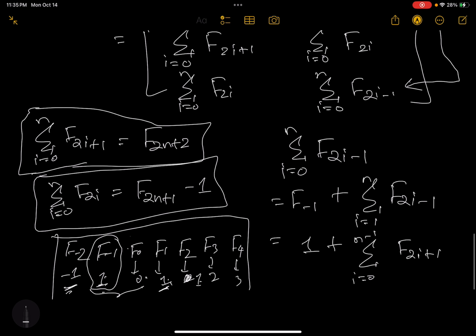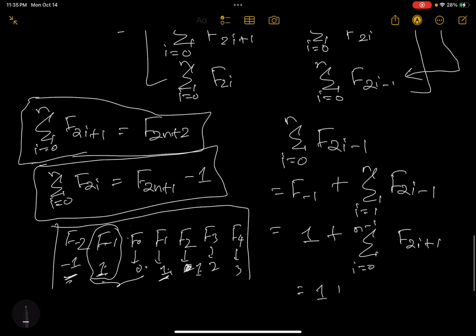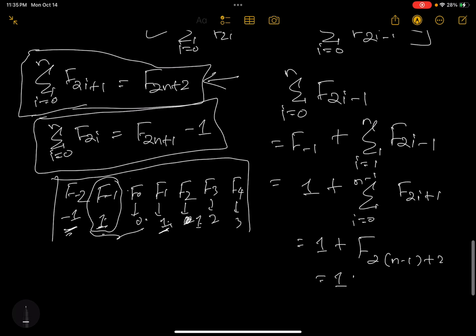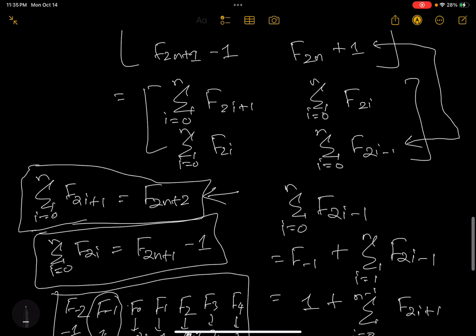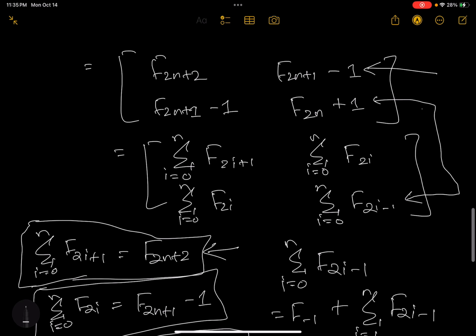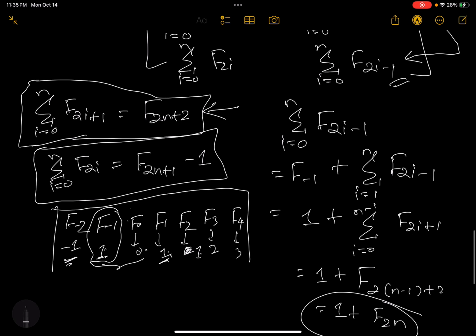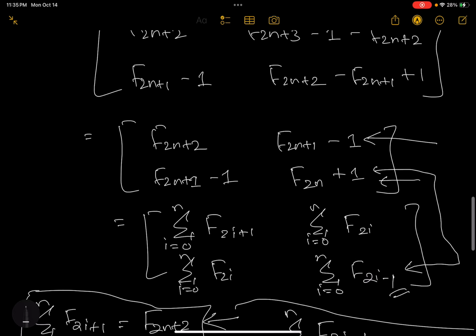And now we know how to evaluate this sum. From here, that will just be f(2 times (n minus 1) plus 2). So that is 1 plus f(2n), which is exactly what is over here. See? So we have made sense of this one as well. And yeah, we have achieved our goal finally.